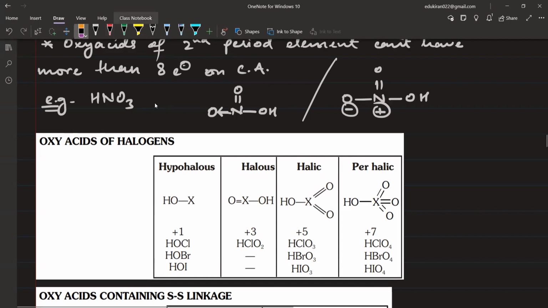ऑक्सीजन का खेल है. If you see here, OH is still same. यहाँ पे भी एक OH है. Here also we have one OH. हाइपो में है, you have zero oxygen, zero double bond O. यहाँ पे आपके पास one double bond O है. Here you have two double bond O, and per halic में three double bond. Okay. And as the number of oxygen atoms is increasing, the oxidation state is also increasing. Please write this down with examples.